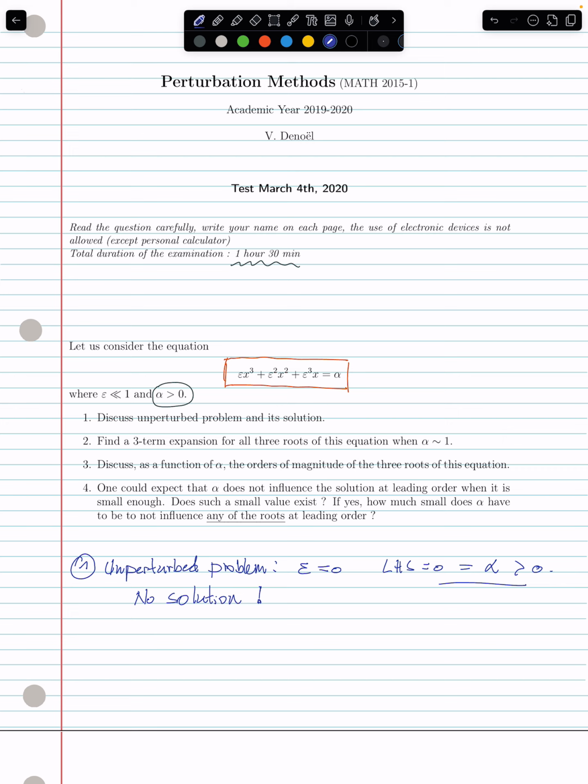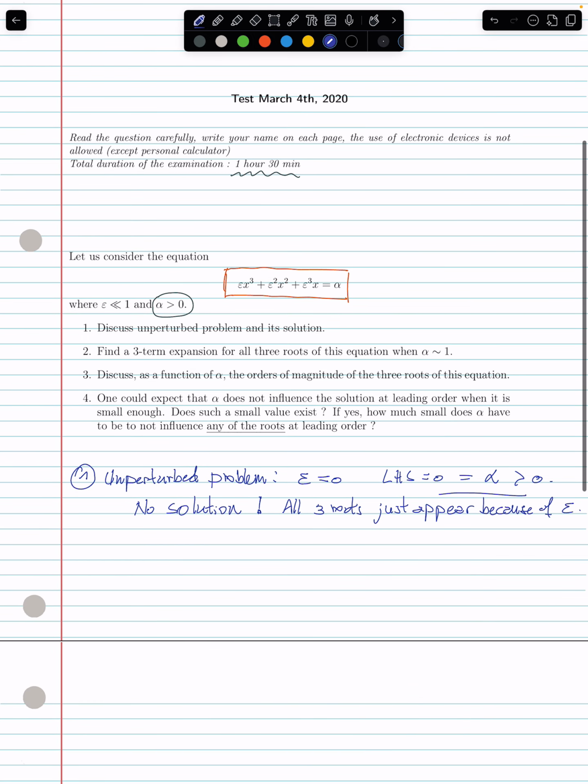And so it means that all 3 roots just appear because of the small number epsilon in that equation. Okay, that's it, right? Discuss the unperturbed problem and its solution, all right? So this is very easy. There's nothing else we can say here.